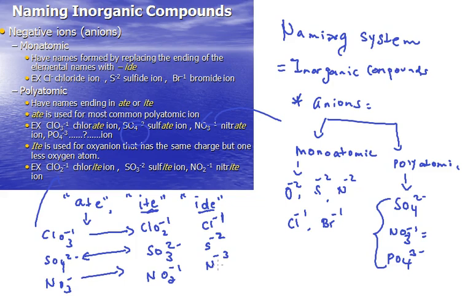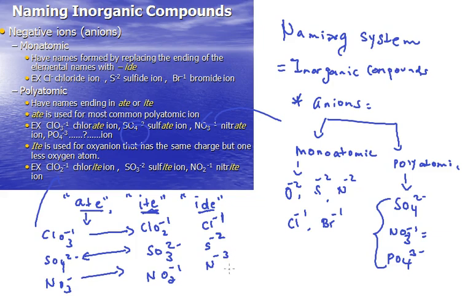So in naming anions, you have to know where the ions are indexed with ATE, ITE, and IDE. That way it will be easier for us to name inorganic compounds.